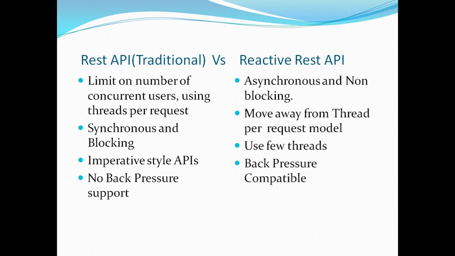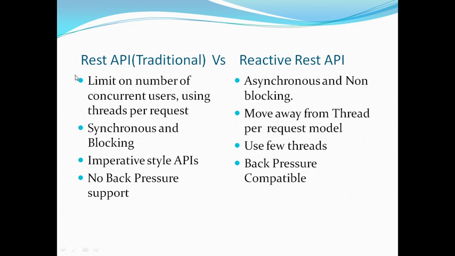Coming to the reactive model, we are not going to use a thread per request. It is purely asynchronous, and we are going to use a very small number of threads, depending on the configuration of your processor. In REST API, the threads may enter into a blocked mode, whereas here it is purely non-blocking development. Here the APIs are of imperative style, whereas in coming sessions we will discuss the new frameworks that support reactive REST API.